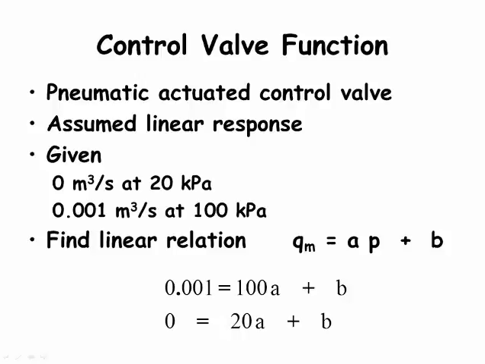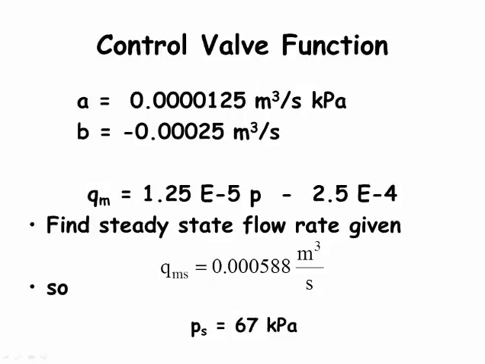We write our two equations to find the slope A and the zero offset B. The flow control valve terms are shown here. We are given that the steady-state flow rate through the control valve is 5.88 times 10 to the minus 4 meters cubed per second. Substituting that back into our equation, we find that the steady-state control pressure is 67 kilopascals.